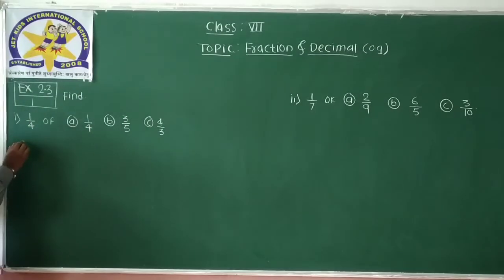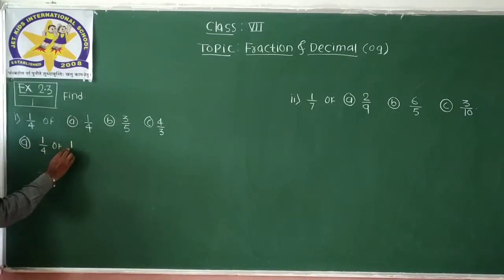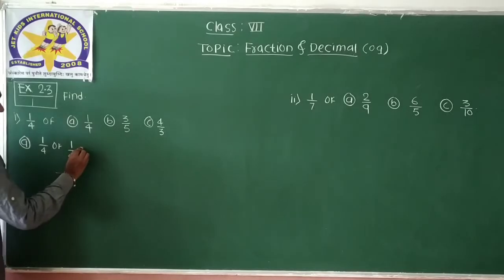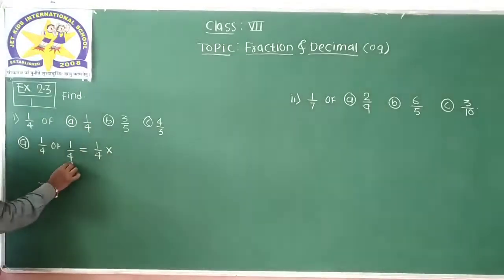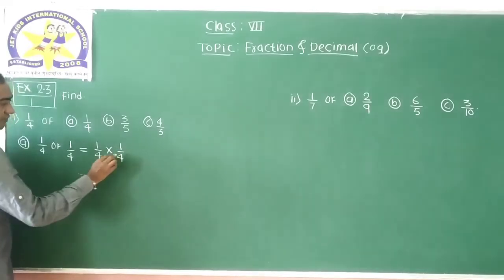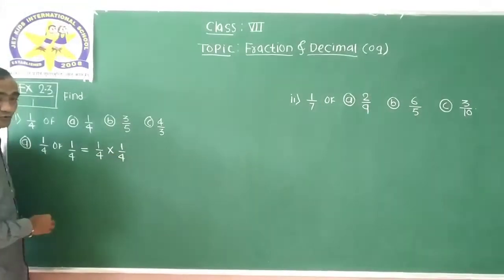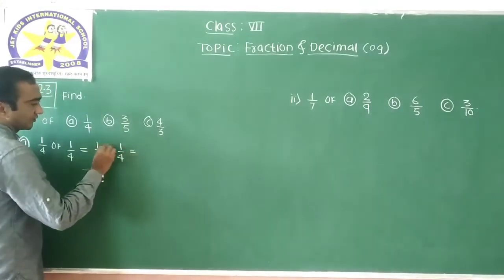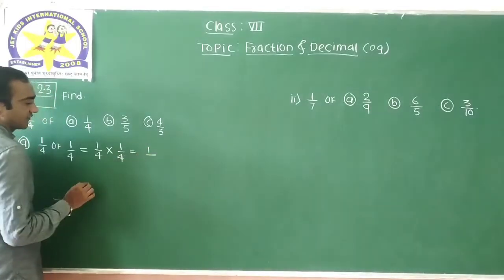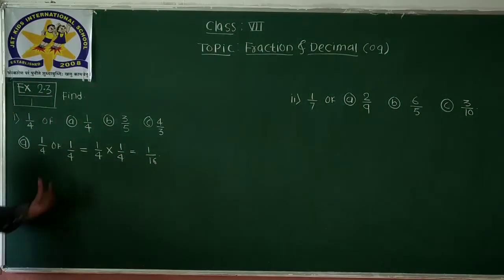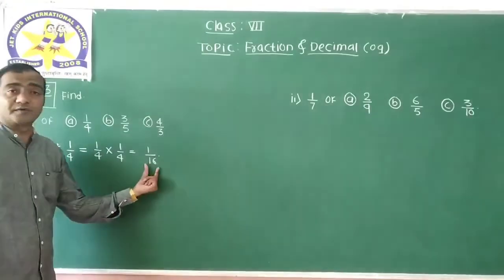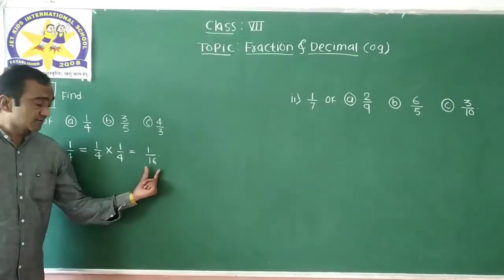Now question number A, we have to find out 1/4 of 1/4. 1/4 of means multiplication. Make a multiplication of these two fractions. 1 into 1 is 1, divided by 4 into 4 is 16. So 1/4 of 1/4 is equal to 1/16.